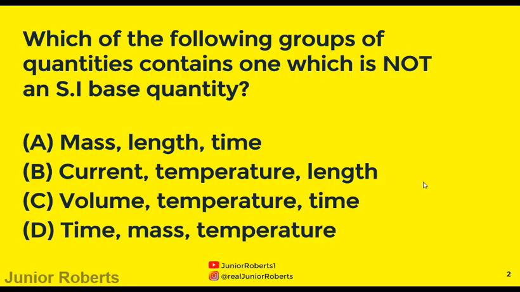Okay, so our first question here says, which of the following groups of quantities contain one which is not an SI-based quantity? And we have our responses here. A is mass, length and time. B, current, temperature and length. C, volume, temperature and time. And D as time, mass and temperature.